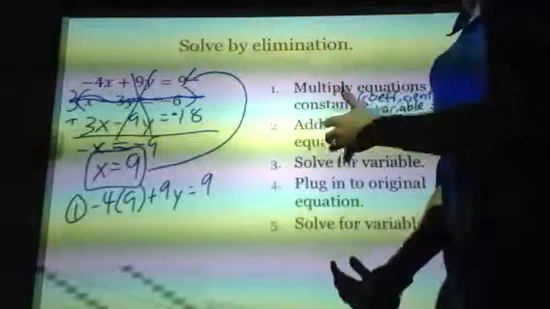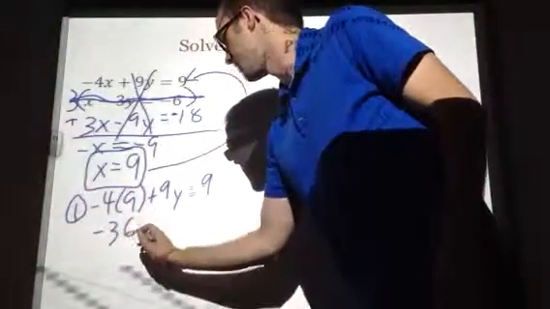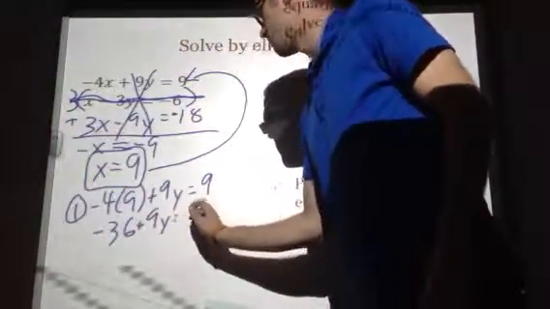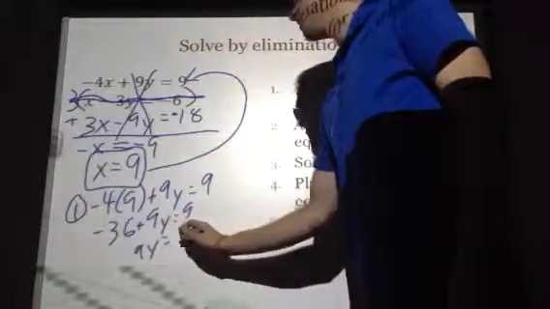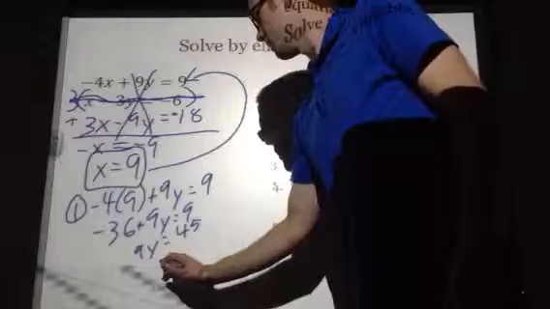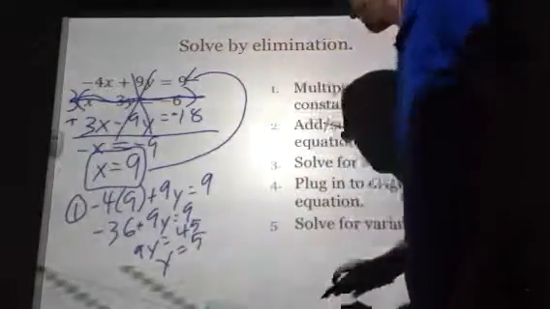Now we're going to go through, we're going to solve for y. So negative 4 times 9 is negative 36 plus 9y equals 9. Add 36 to both sides. 9y is going to equal 45. Divide by 9 on both sides. And y is going to equal 5.